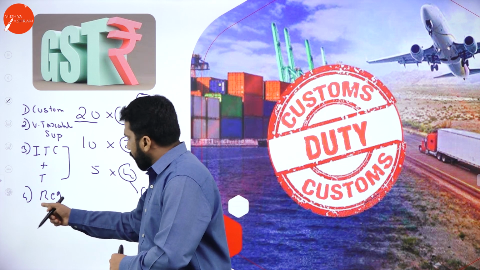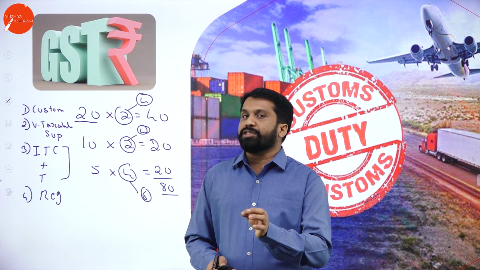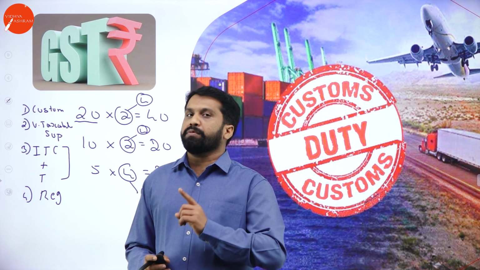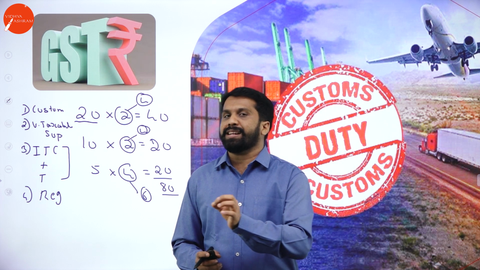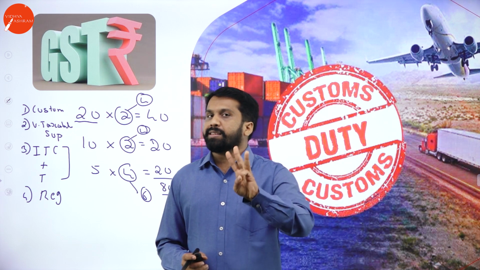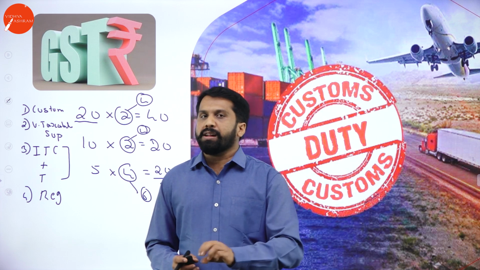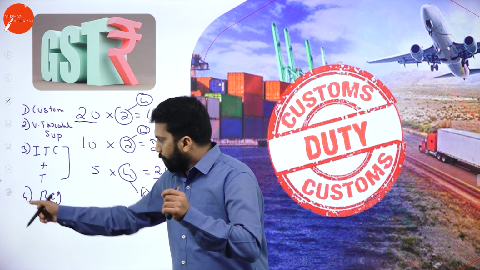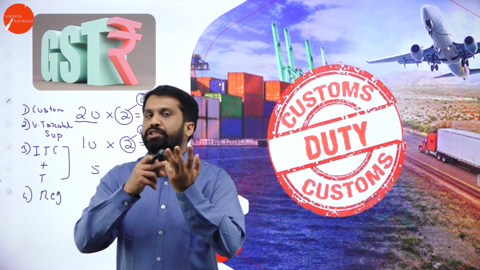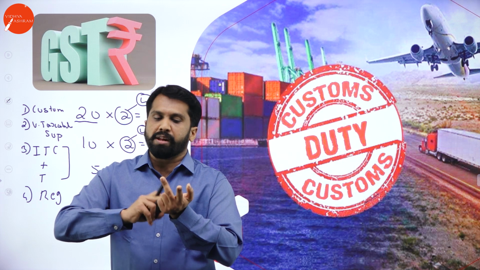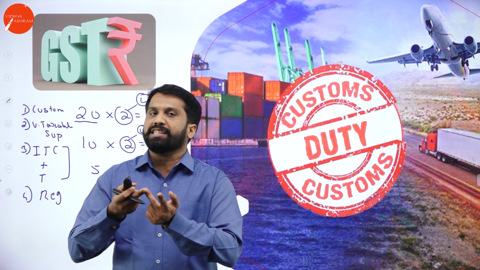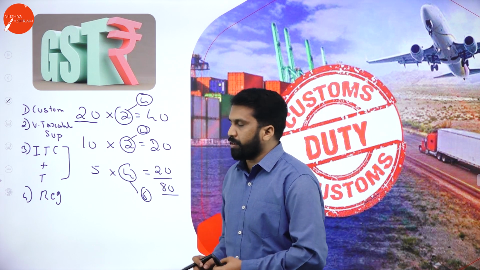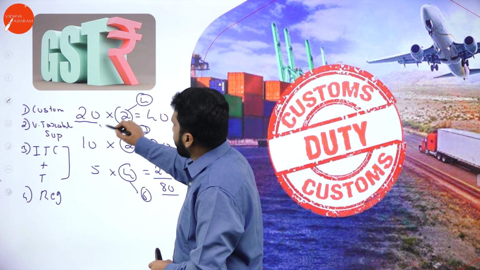Again, I'll repeat, for your 20 marks, they may ask the registration procedure, or the question will be prohibition for import and export under custom duty. The third question will be types of custom duty. Out of these three, any one will come for 20 marks. Out of the three, one question will compulsorily come for 20 marks. This is all about your 20 marks.